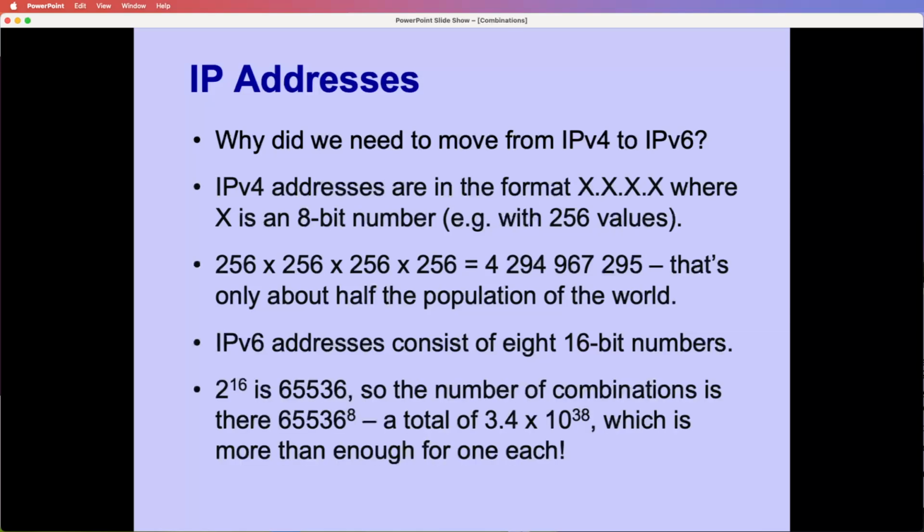So if you work that out, 2 to the power 16 is 65,536. So each of the 8 16-bit numbers has 65,000 different values. And then there's 8 of those, so that's 65,536 to the power of 8, which is 3 times 10 to the power 38, which is obviously plenty for the time being.